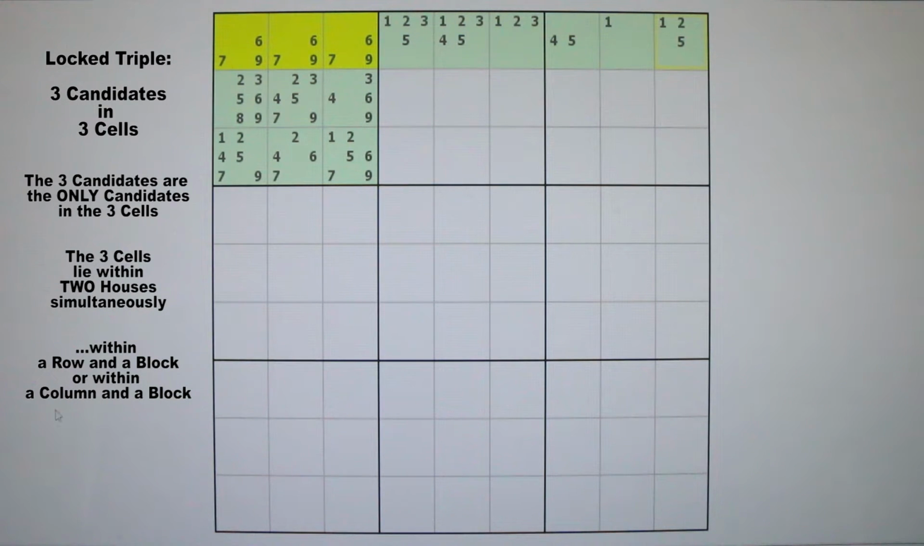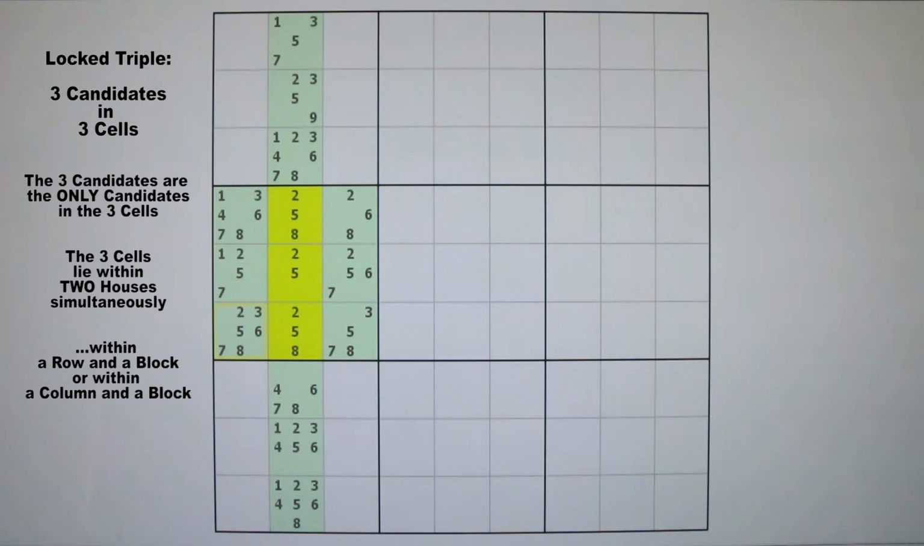But now, those 3 cells have to be filled with 7, 6, and 9. Therefore, those 3 candidates cannot appear anywhere else in that block. So we can eliminate the 6 and the 9, the 7 and the 9, the 6 and the 9, the 7 and the 9, the 7 and the 6, and the 7, 6, and 9. So because that locked triple, and the reason it's locked is because it's in 2 houses, because it lies in 2 houses at the same time, you can make the eliminations from both houses. All right, let's look at the next one.